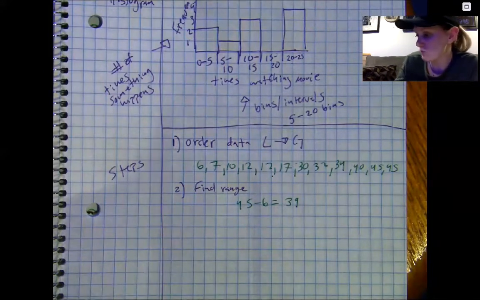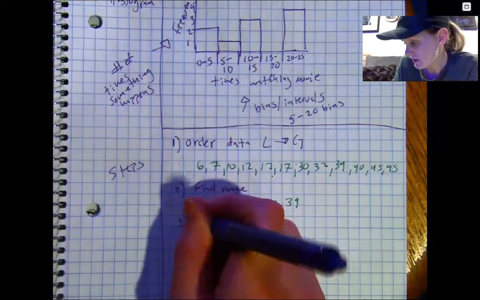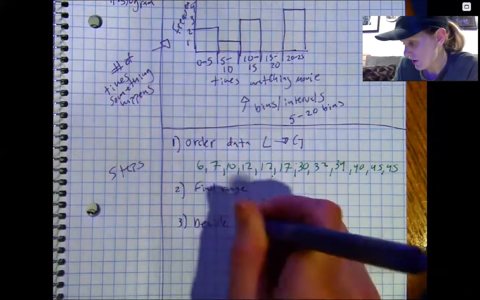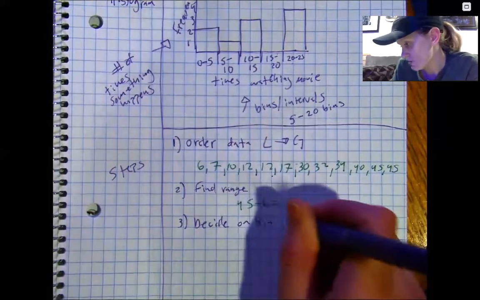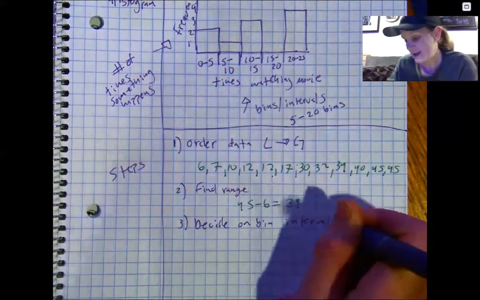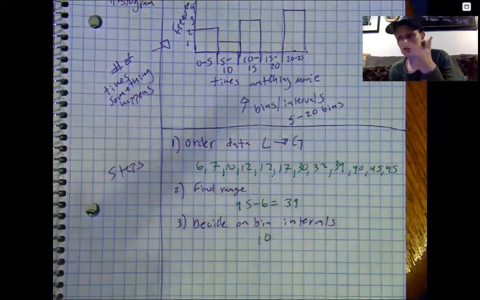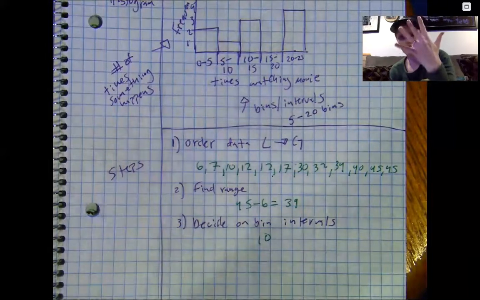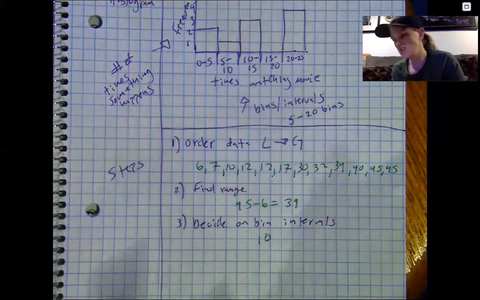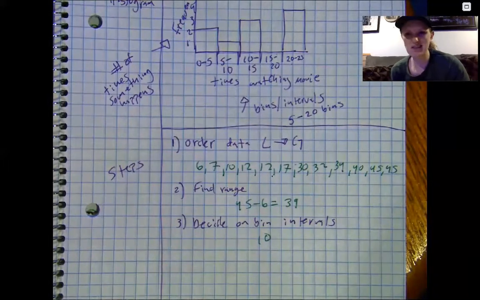So step 3 is decide on bin intervals. I decided I'm going to do 10, because then I can do 0 to 10, 10 to 20, 20 to 30, 30 to 40, 40 to 50. And that gives me 5. It's on the lower end, but I think that will work best for our data so we can really group it together.